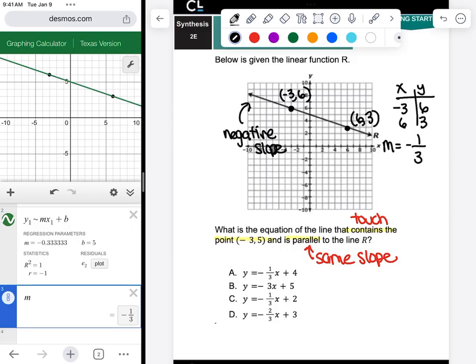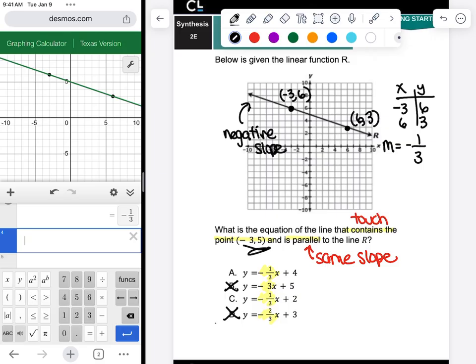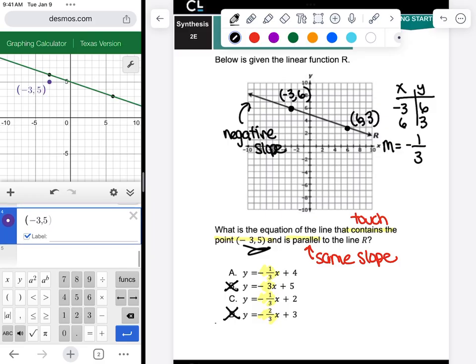So if I look at each of my answers, I look at the number with x, and I'm going to be in between two answers. I've got either C or A. So now it all comes down to which one touches negative 3, 5. So we're going to go back to Desmos. I'm going to put negative 3, 5. I'm going to hit label. I can see it, which is good.